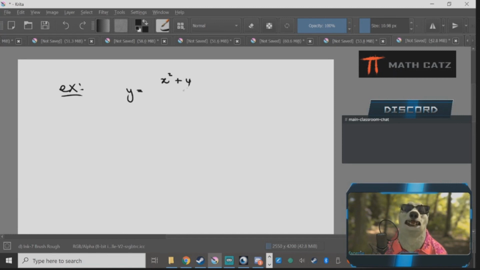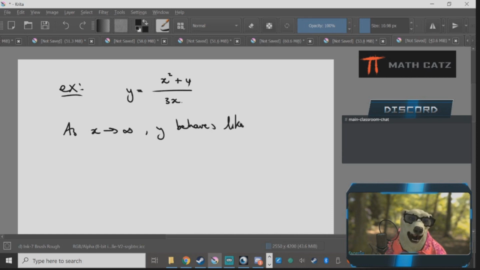And I have like, let's just flip it around. X squared plus 4 over 3x. Long term. So let's take x going to infinity. It doesn't even matter which one. Y is going to behave like the ratio of leading terms. X squared over 3x. Which I then simplify to 1/3 x.